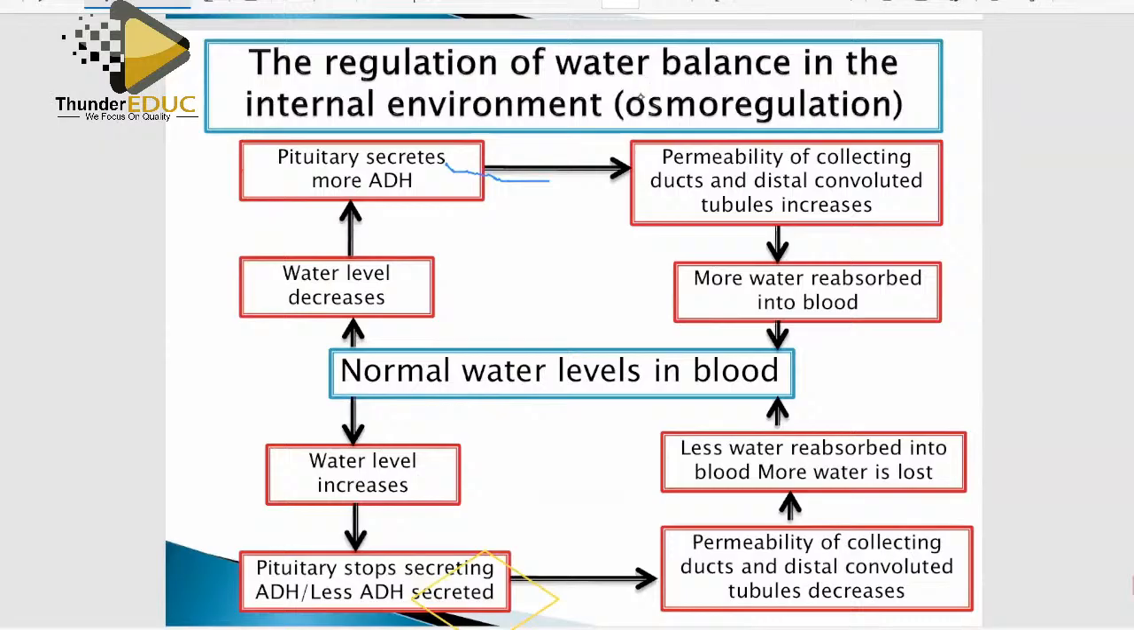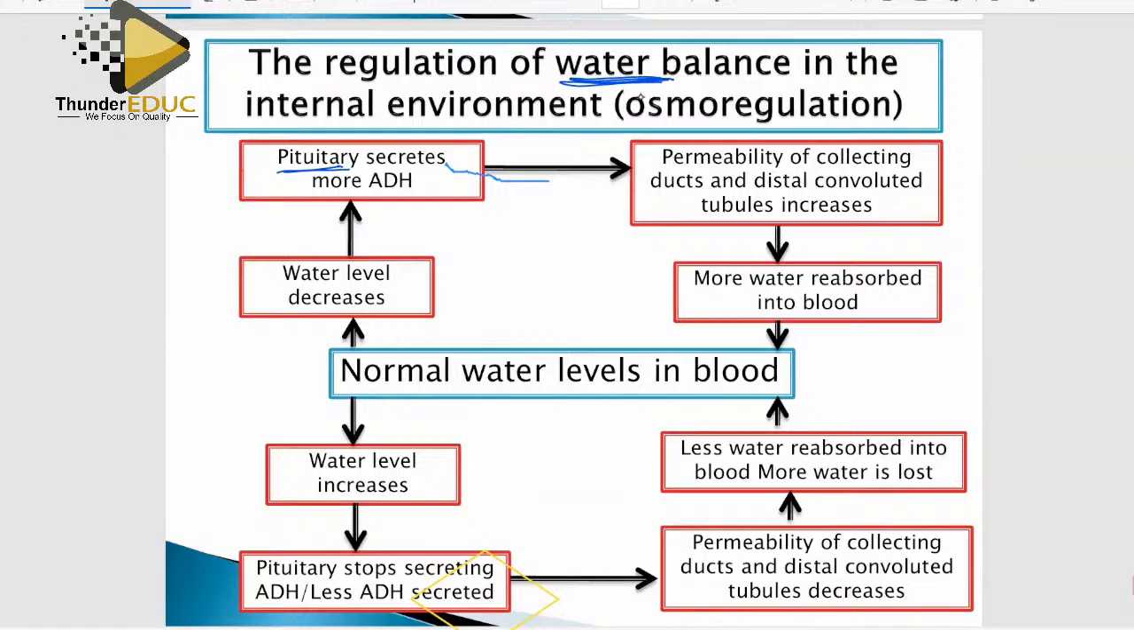Regulation of water in the body. How do I regulate? I need to know the hormone is ADH. Which gland? You see now, they're talking about the pituitary gland, yet you have been talking about the hypothalamus. So it's the same thing. We can talk about the pituitary gland, or we can talk about the hypothalamus, depending on how you have phrased it.